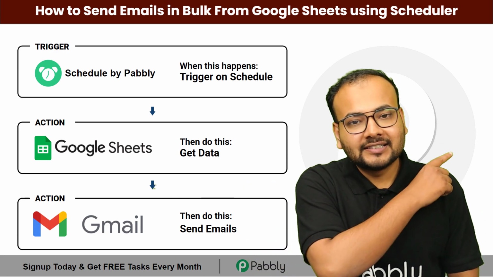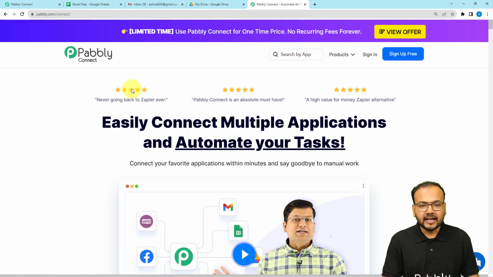Let's get started. Guys, this is the sign up page of Pabbly Connect application, which is an automation tool. And you can reach here using the link I have pasted in the description. And from here, you can sign up for free and you will get free automation tasks every month. Okay, so guys, sign up right now.